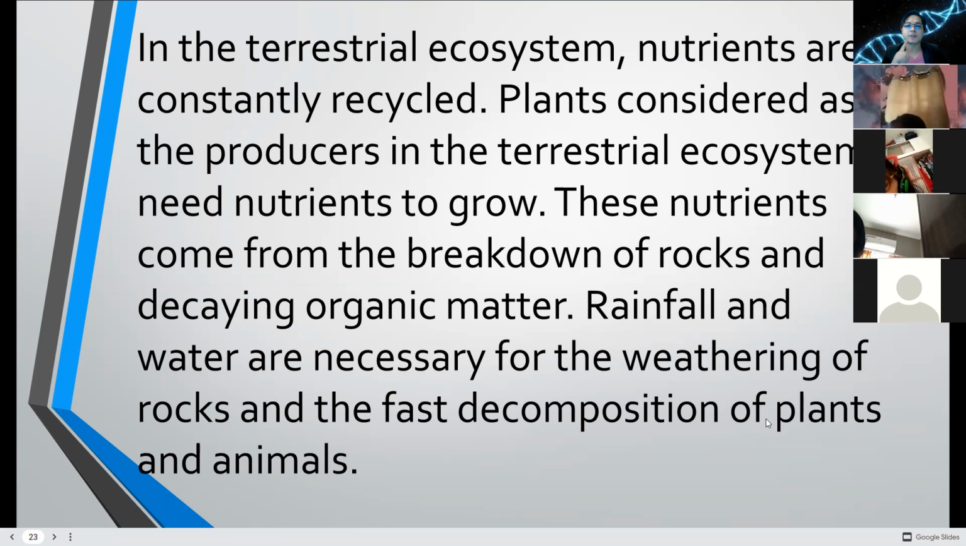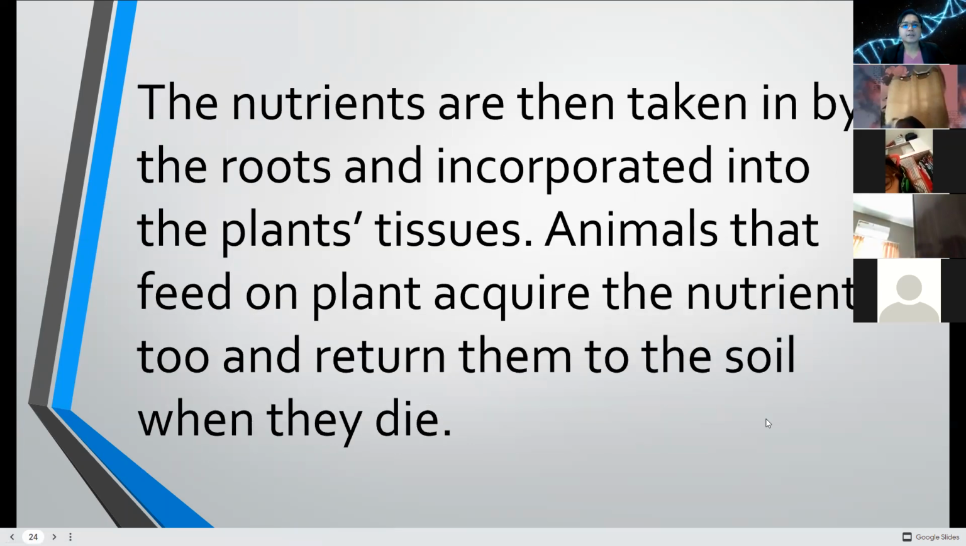Take note that if there is rainfall, there is what? Water. And water gives moisture to the dead organic matter for the fast decomposition, so that the decomposers can actually return the nutrients from the dead organic matter. The nutrients are then taken in by the roots and incorporated into the plant's tissues. Animals that feed on plants acquire the nutrients too and return them to the soil when they die. So that is actually the process.